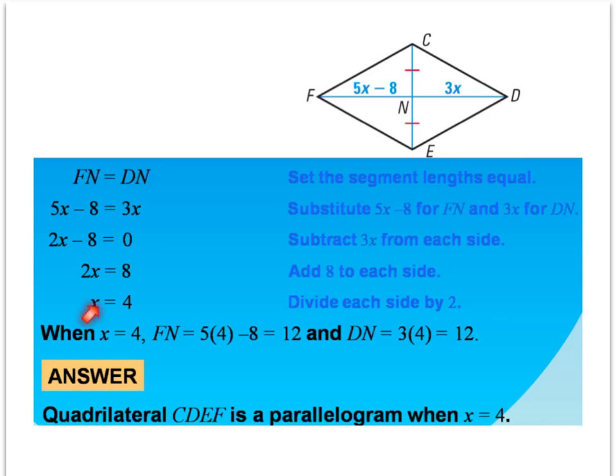Now I'm not done yet. Okay, I found x is equal to 4, that's great. Let me check my answer to make sure. So we can plug back into FN, 5 times x, which now is 4, minus 8 gives us 12. Plug it back into DN, again we get 12. 12 equals 12, so we did something right. Our final answer is yes, this is a parallelogram when x is equal to 4.